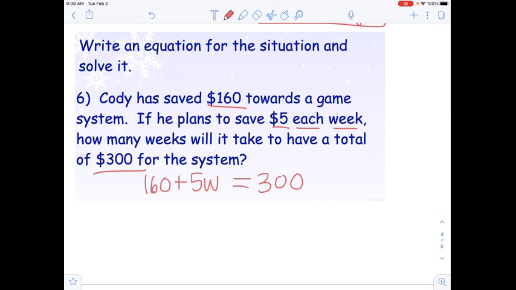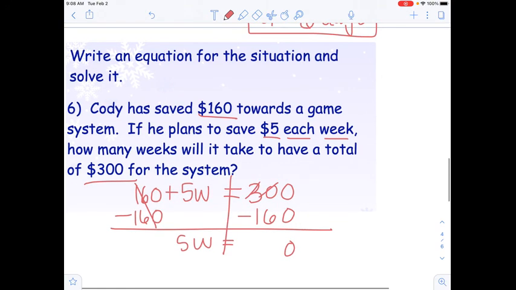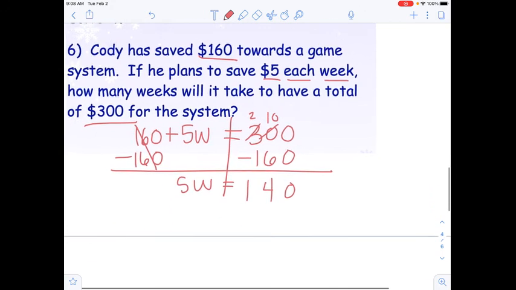I can't add up, I can't distribute, I can't simplify, so I need to get rid of the constant. Here we have plus 160, the opposite of positive 160 is minus 160. So I'm subtracting 160 from both sides. 160 minus 160 cancels. So I'm left with 5w equals, and then 300 minus 160 would be 140.